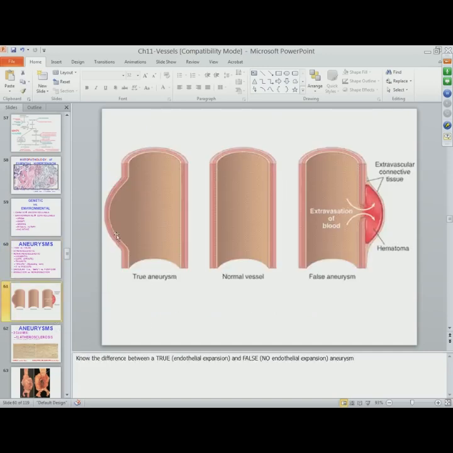Here's a true aneurysm in which you have bulging of the lumen. Here's a normal blood vessel. You can have bulging of the artery here, but it's primarily not due to bulging of the lumen. It's due to dissection of hemorrhage within the wall. So these are called false aneurysms.